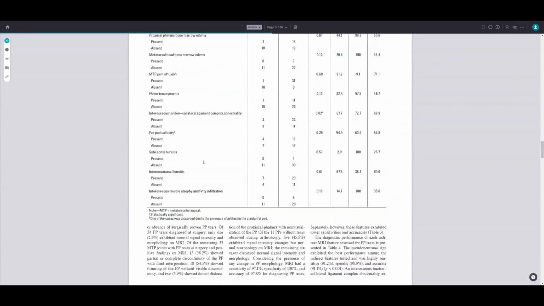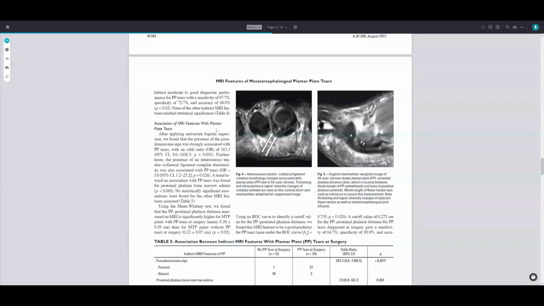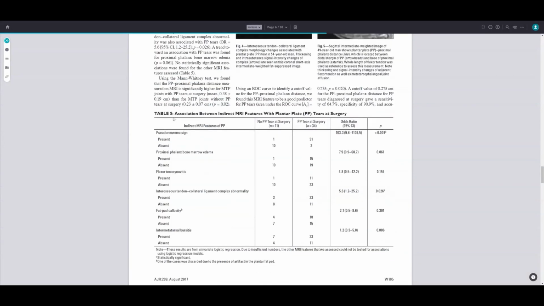Of course, I leave this for you to evaluate because I think everything in this article is important, including the imaging, which helps us to find this interosseous tendon thickening. This is an earlier sign that I see very common in patients who have early plantar plate dysfunction. Notice the pericapsular inflammation. In this different patient, they're showing us that plantar plate proximal phalangeal distance line. And they again talk about the association between those indirect features with plantar plate surgery.